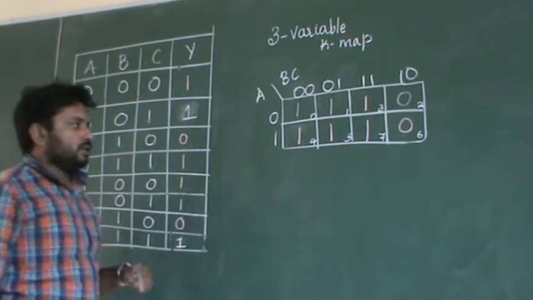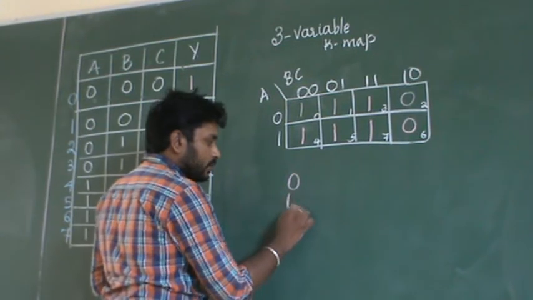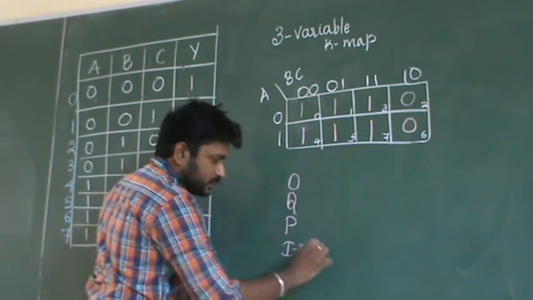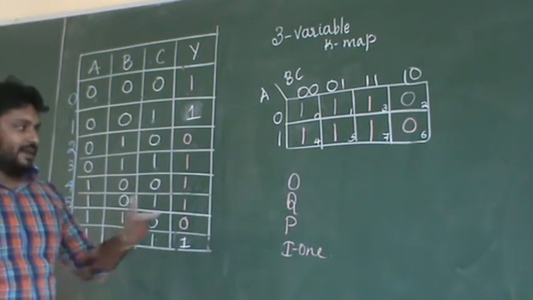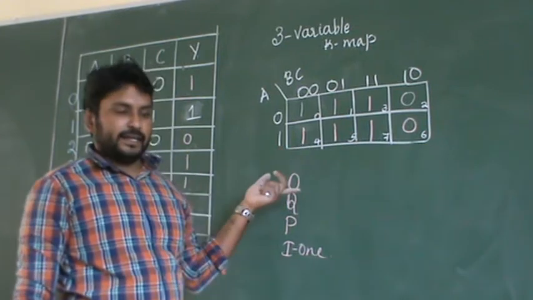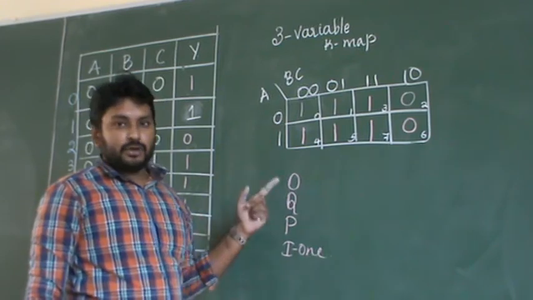Okay. So as you all know, again, octet or quad or pair or isolated one. So this is the priority that we need to follow. Is there 8 number of ones? No. So therefore, no need to go for octet. Next, coming to quad. So is there 4 number of ones continuously?